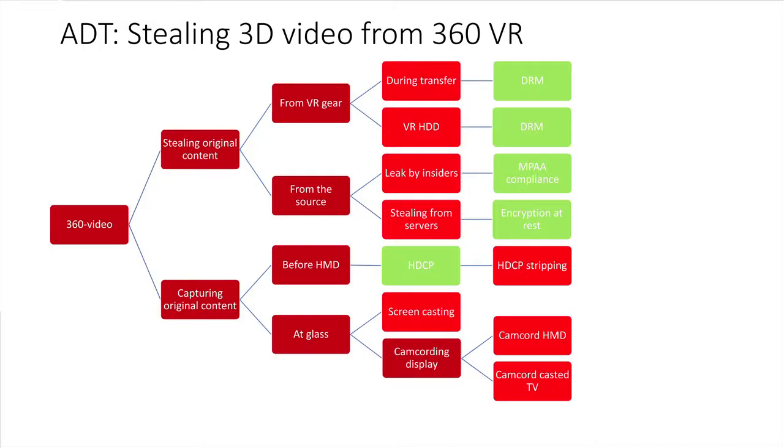So if I want to steal the original content, I have two places. From the VR gear itself, so virtual reality gear, or from the source. Okay, let's go with the source first. So the source, either you are getting a copy because it's a leak by an insider of the production house and so on, okay? Or you are a smart guy, it was not protected, and you were able to steal that from the servers there.